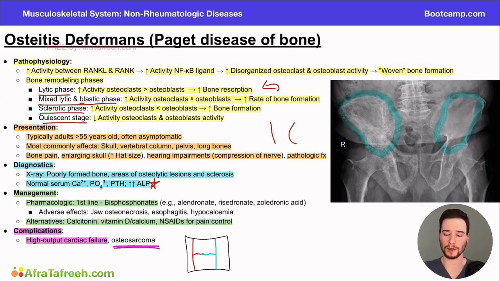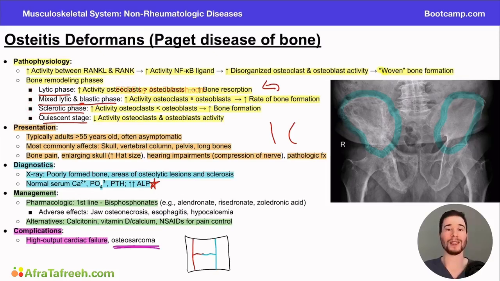So just a quick summary for this video. We're talking about osteitis deformans, also referred to as Paget disease of the bone. Pathophysiology, really what I want you to know here is that it's an increased activity of osteoblast and osteoclast activity such that they're not communicating with each other. So we develop poorly formed or woven bone. I think of woven as weak bone. This is due to multiple stages, including a lytic phase, mixed phase, sclerotic phase, and ultimately a quiescent phase.